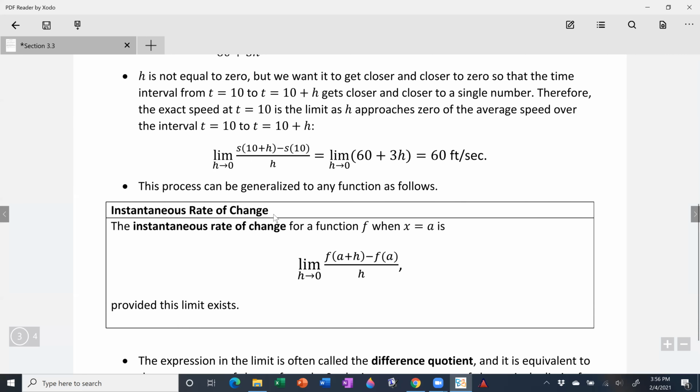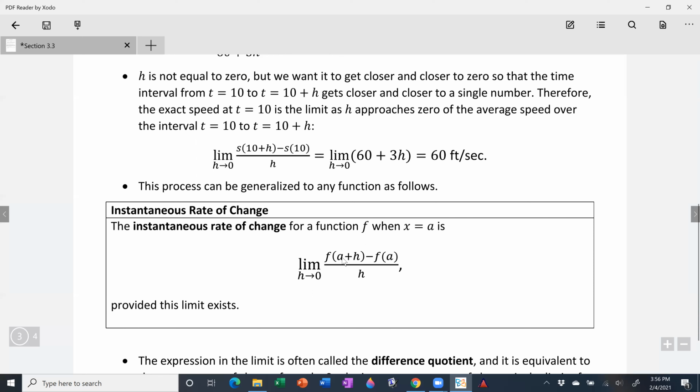So this process is generalized as follows. And I put a big box around this, very important topic here, the instantaneous rate of change for a function f when x equals a is the limit as h approaches 0 of f of a plus h minus f of a all over h, provided the limit exists. Okay, so you saw how sometimes limits don't exist, and we'll return to that possibility a little bit later. But yeah, pick a value a.